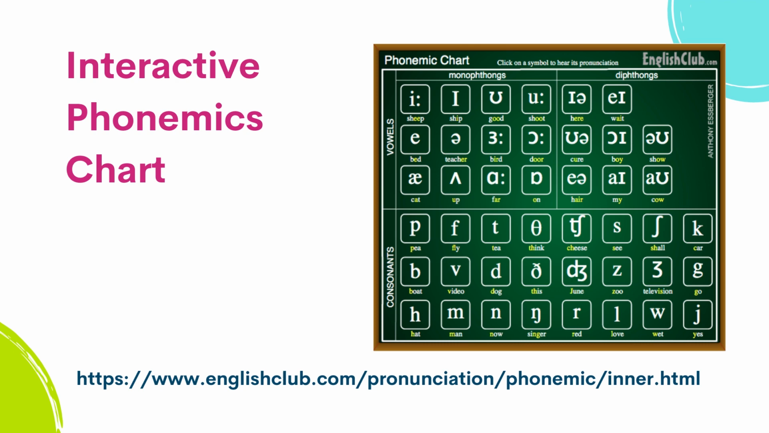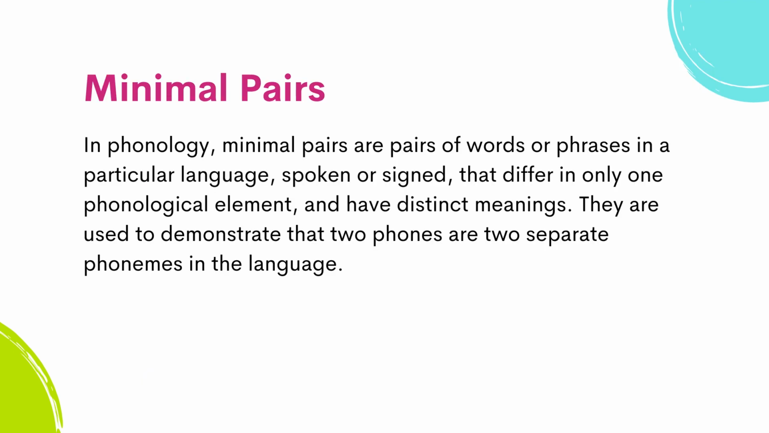Next, sometimes it is very difficult to differentiate between the pronunciation of one word and another word. You need to know about minimal pairs. In phonology, minimal pairs are pairs of words or phrases in a particular language, spoken or signed, that differ in only one phonological element and have distinct meanings. They are used to demonstrate that two phones are two separate phonemes in the language.